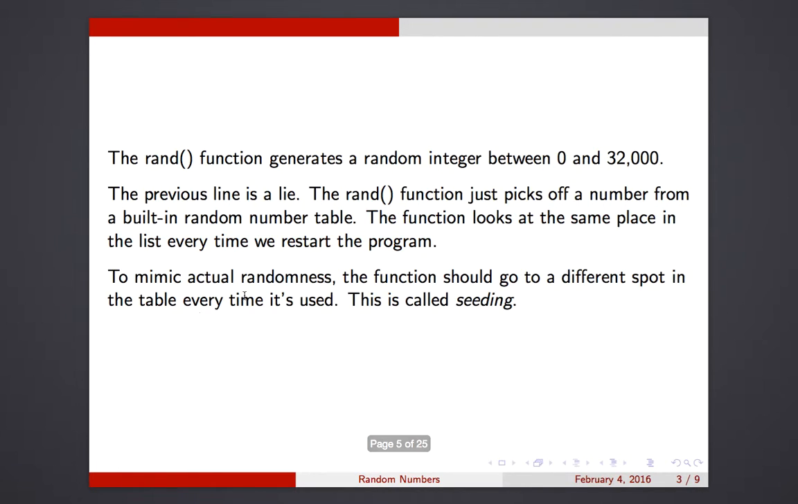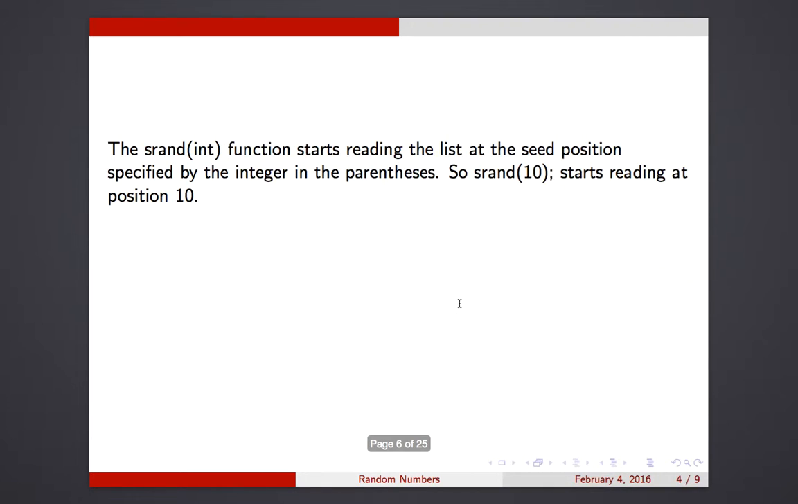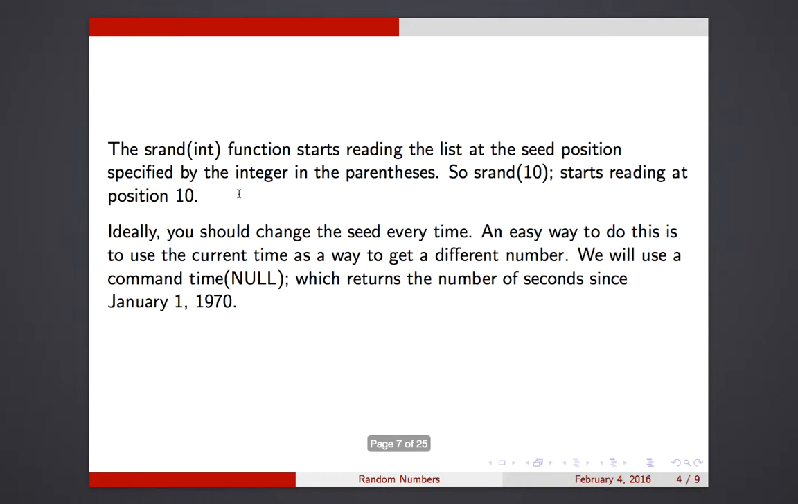So how do you fix that? Well, to mimic actual randomness, the function should go to a different spot in the table every time it's used. This is called seeding the randomness. And here's how it works. You use what's called the srand function. S stands for seeding, so seeding randomness function. This starts reading the list at the seed position specified by the number I put in here. So srand 10 starts reading at position 10 inside of the random number table, for example.